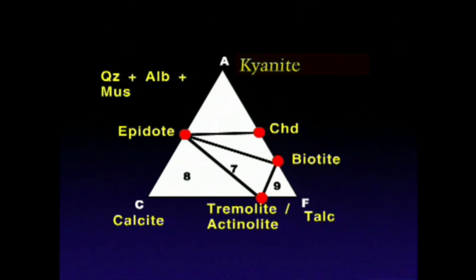The ultramafic assemblage: we can recognize or identify the ultramafic assemblage on the basis of ACF diagrams. Ultramafic assemblage is biotite, chlorite, talc, tremolite, actinolite, etc.